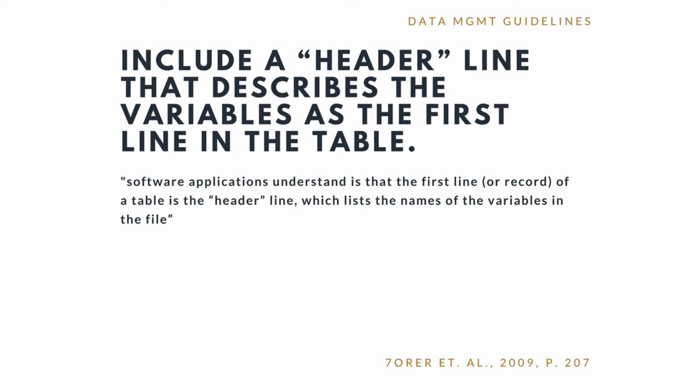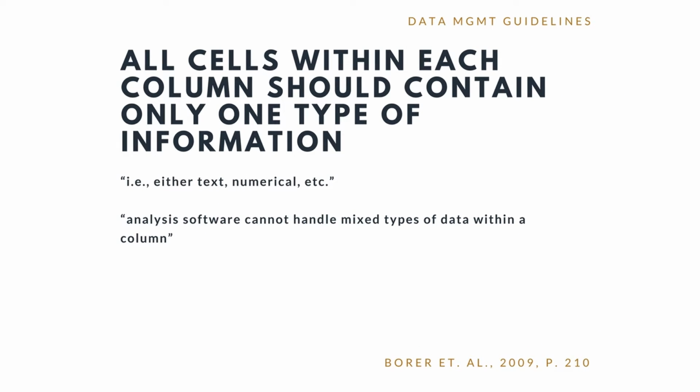When using tables of data, include a header line that describes the variables as the first line in the table. Software applications often understand that the first line of a table is the header line, which then lists the names of the variables in that file. All cells within each column should contain only one type of information, such as text, numerical, data, etc. Analysis software cannot handle mixed types of data within a single column.